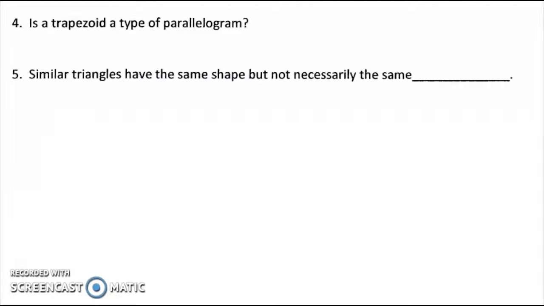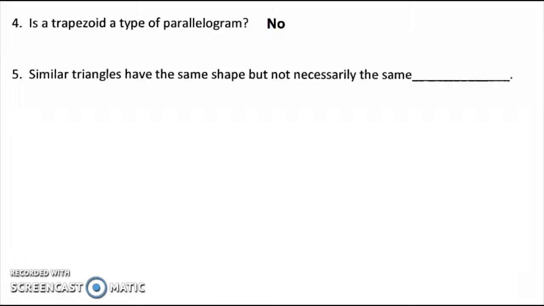Number 4, is a trapezoid a type of parallelogram? It is not. A parallelogram is a quadrilateral with opposite sides being parallel to each other. In a trapezoid, only one pair of opposite sides are parallel, so the trapezoid is not a parallelogram.